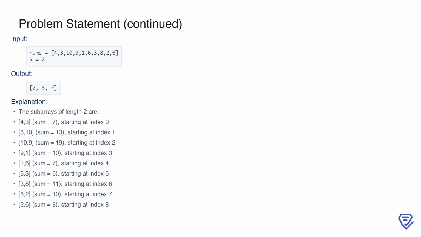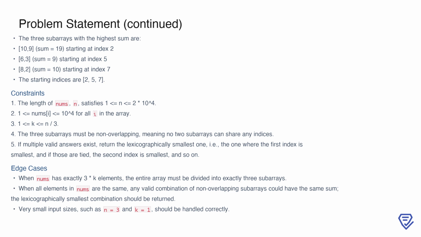6, 3, with a sum of 9 starting at index 5, 3, 8, with a sum of 11 starting at index 6, 8, 2, with a sum of 10 starting at index 7, and 2, 6, with a sum of 8 starting at index 8. The three subarrays with the highest sums in this example are 10, 9, starting at index 2, 6, 3, starting at index 5, and 8, 2, starting at index 7. These subarrays are non-overlapping, and their starting indices are 2, 5, 7, which is the correct output.